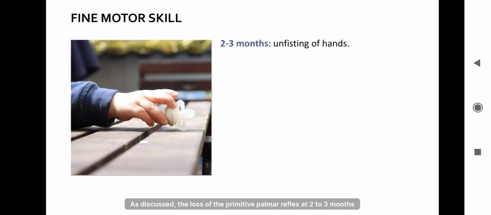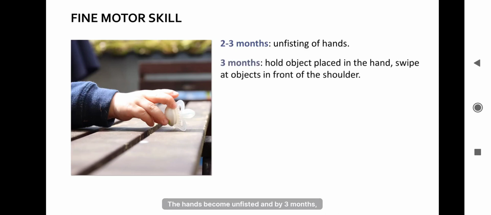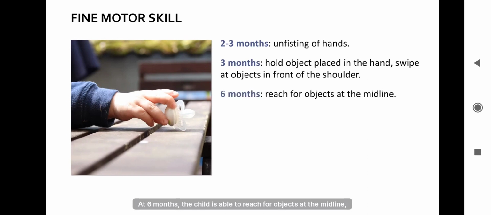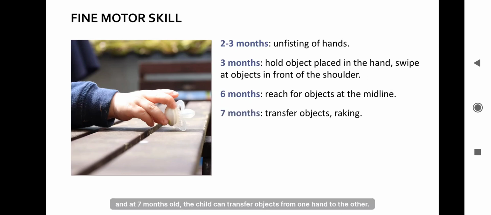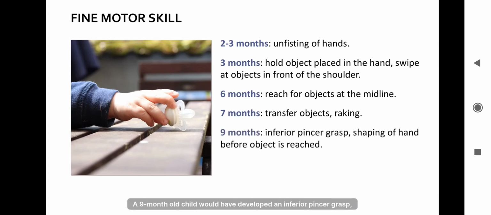As discussed, the loss of the primitive palmar reflex at 2 to 3 months allows for voluntary grasp to develop. The hands become unfisted, and by 3 months, the child is able to hold an object placed in the hand. The child can also swipe at objects in front of the shoulder. At 6 months, the child is able to reach for objects at the midline. And at 7 months, the child can transfer objects from one hand to the other. A 9-month-old child would have developed an inferior pincer grasp, which becomes mature at 12 months old.